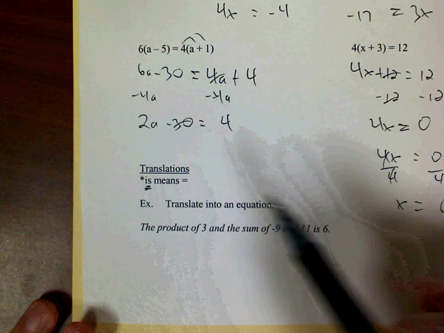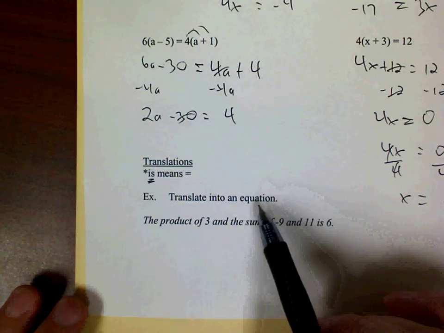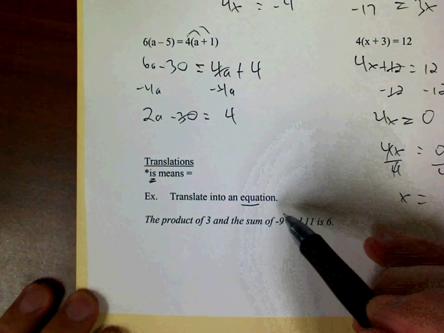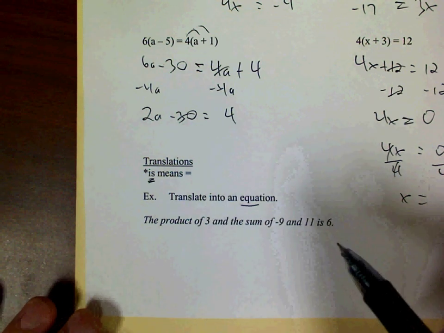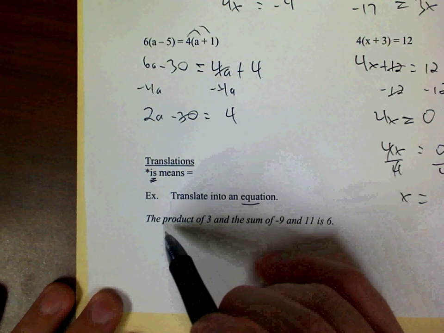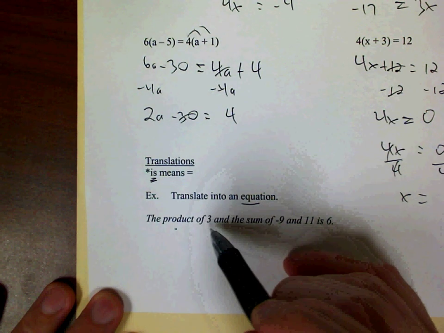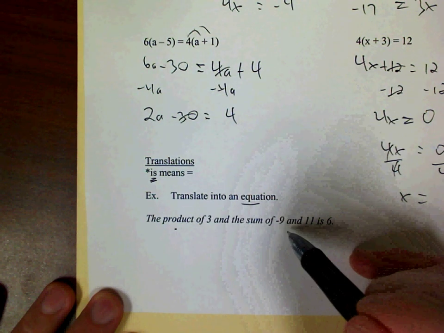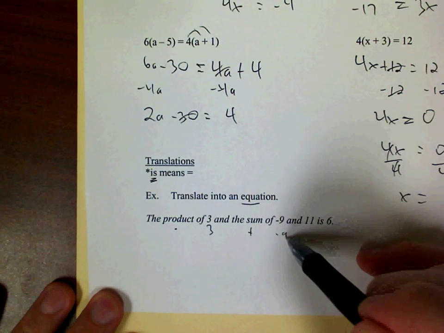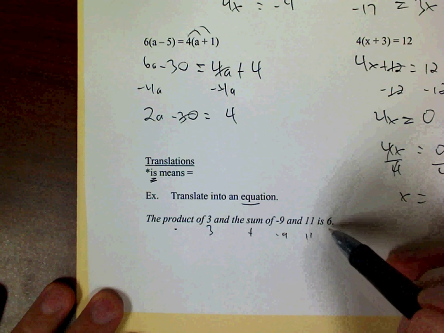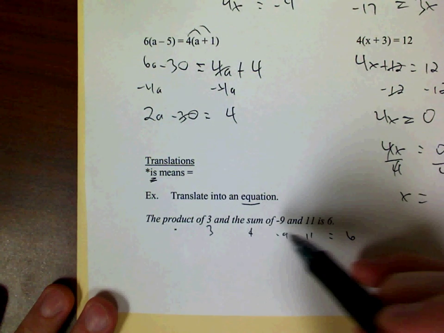So all we're going to do is translate this into an equation. An equation, the first 4 letters are short for equals. Somewhere you're probably going to have an equal sign in there. So here we go. We'll take this word for word: the product means multiply, have 3 and the sum. The sum is plus, and then negative 9 and 11, and "is" means equals 6. Somehow we have to make an equation using this information.